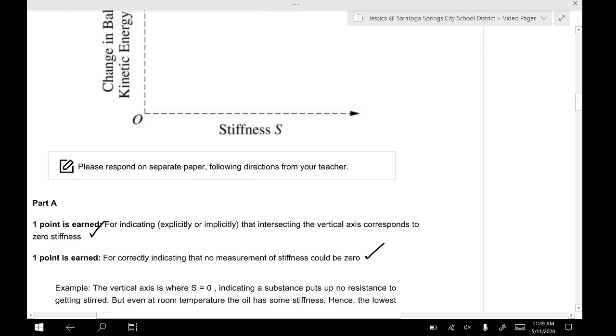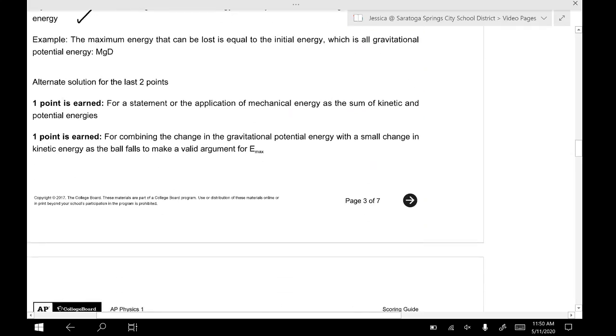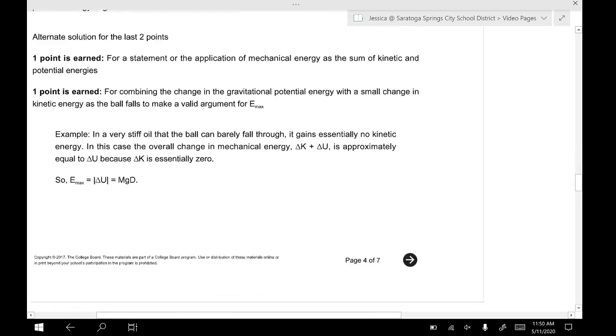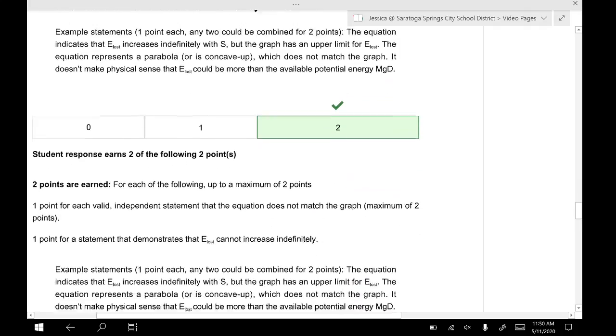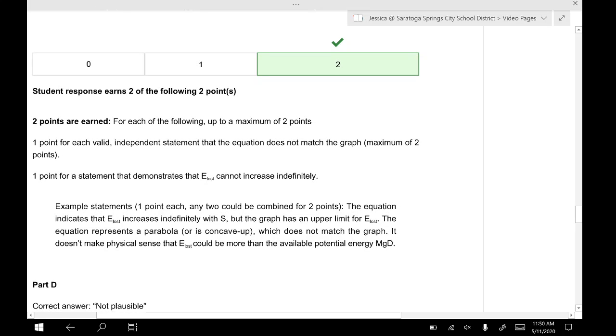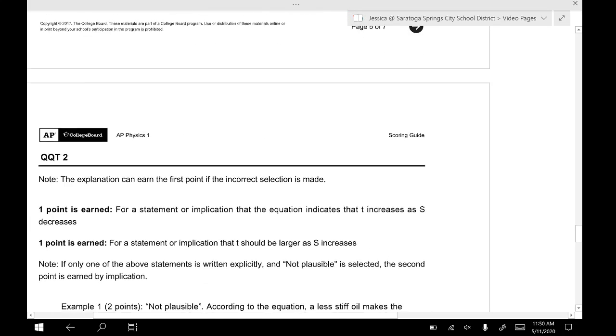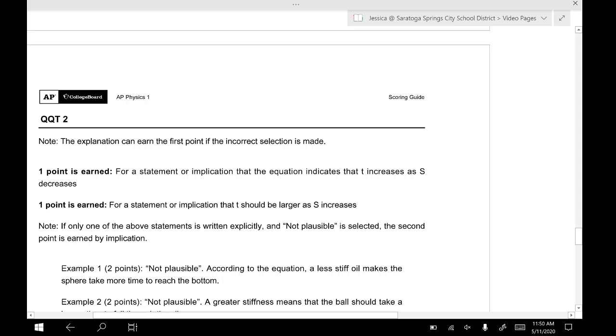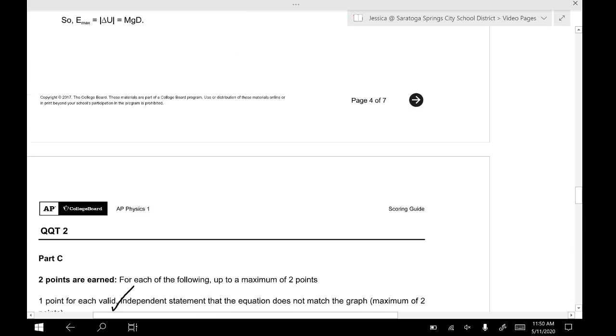All right, so let's check my points there. So I get no points for saying not plausible. So for a statement or implication that the equation indicates that as t increases, s decreases, yep, that's the inverse relationship. And for a statement or implication that t should be larger as s increases, I said the opposite is true, which is why I get both points.